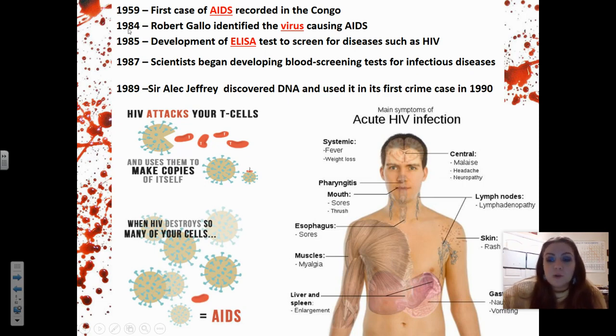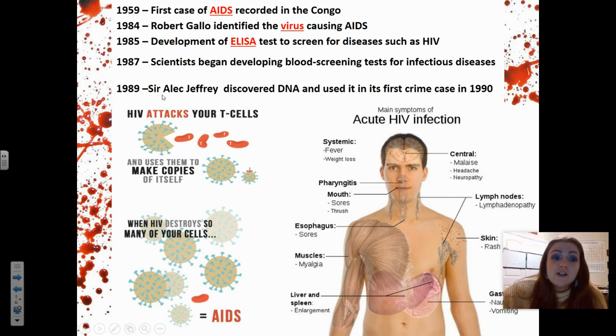And now I feel like we're so much more knowledgeable about that. But still, it's been recent that we really realize there's so much more bloodborne pathogens than we thought before. In 1985, the development of the ELISA test to screen for diseases such as HIV. So now we have tests that can screen for blood diseases. In 1987, scientists began developing blood screen tests for other infectious diseases other than AIDS.